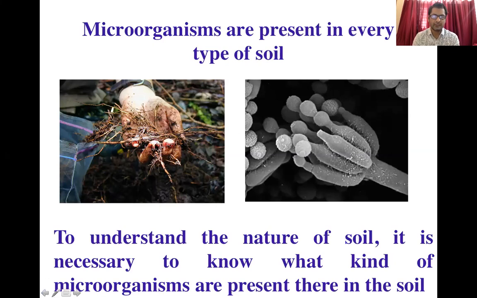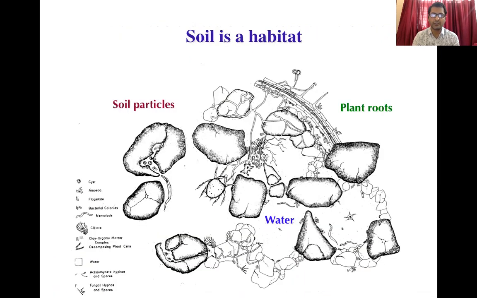And if you see, this is a very wet soil with the roots. A lot of microbes are present in the roots. And this is a diagram of one of the root nodule bacteria, rhizobium. So to understand the nature of the soil, it is necessary to know what kind of microorganisms are present in the soil. So that's a very important topic.